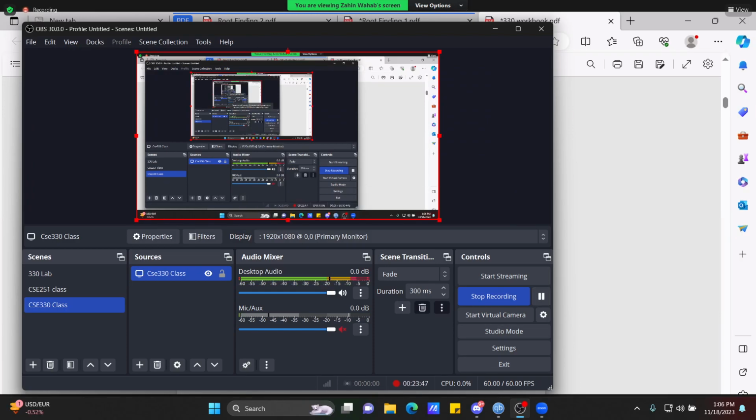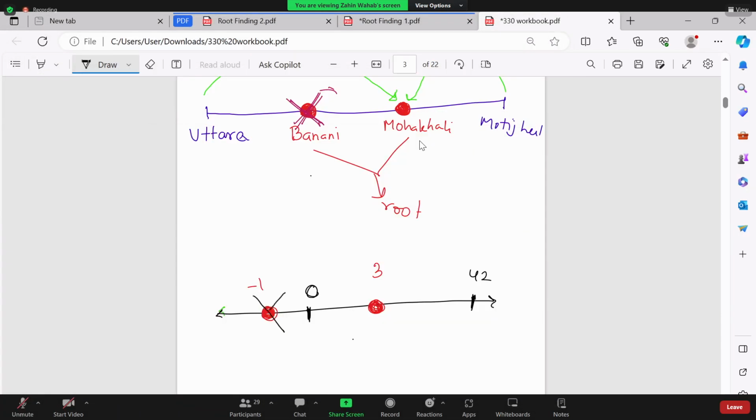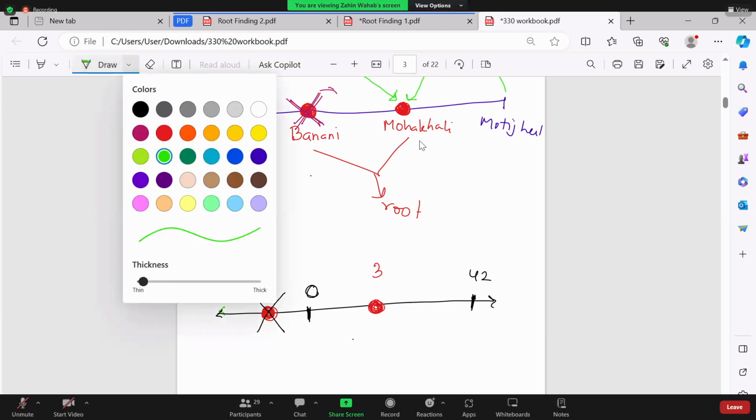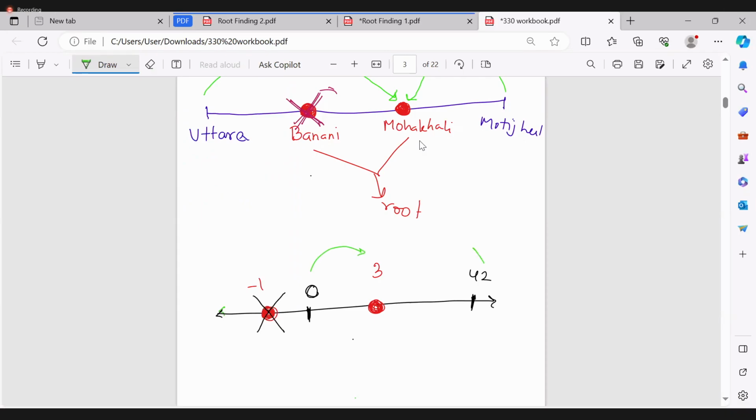Now if you think that somehow this root -1 is blocked for this form, if this is blocked, no matter where you start from, if you start from 0, you're going to reach 3. If you start from 42, you're going to reach 3 as well. Even if -1 is closer to 0, it is still going to reach 3, because -1 is blocked for this form.